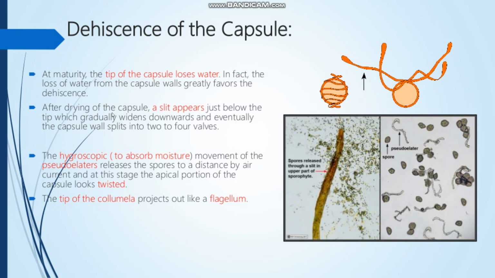Dehiscence of the capsule. So at maturity, the tip of the capsule loses water, and the loss of water from the capsule wall greatly favors dehiscence. After drying of the capsule, a slit appears just below the tip, which gradually widens downwards. Eventually, the capsule wall splits into 2 or 4 valves, and the hygroscopic movement of the pseudoelaters, which absorb moisture, releases the spores to a distance by air currents at this stage.